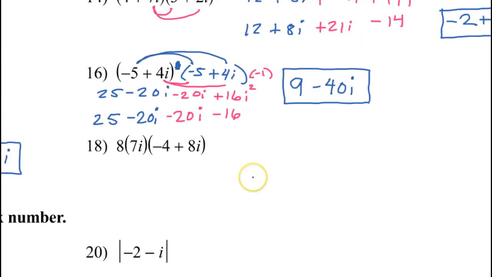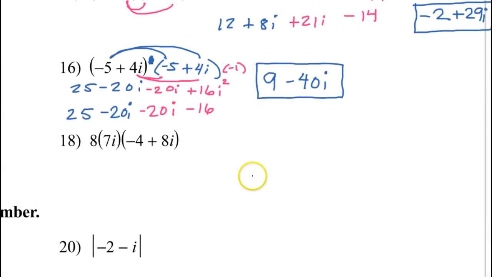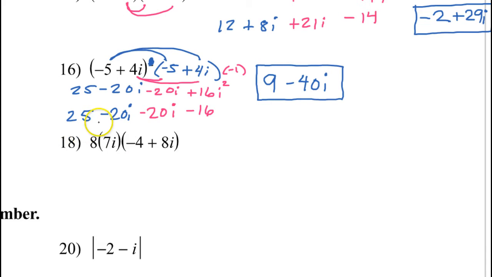Okay, now this will be the last one. If I multiply 8 times 7i first, that's going to be 56i. And then I've got times negative 4 plus 8i. Distributive property. Let's see, 56 times 4 is 224. So that's going to be negative 224i.